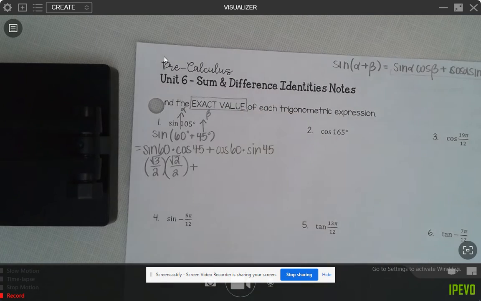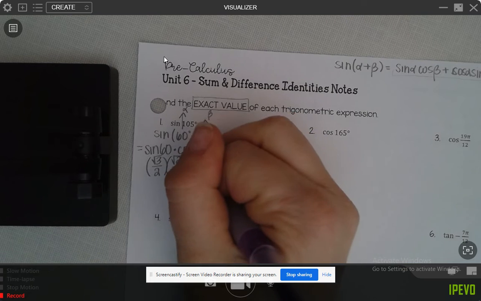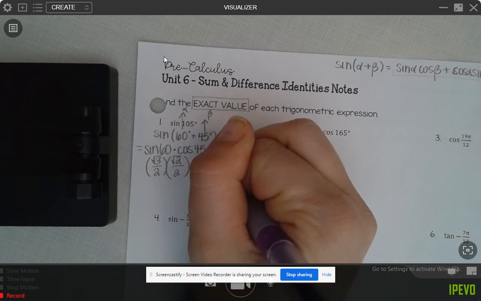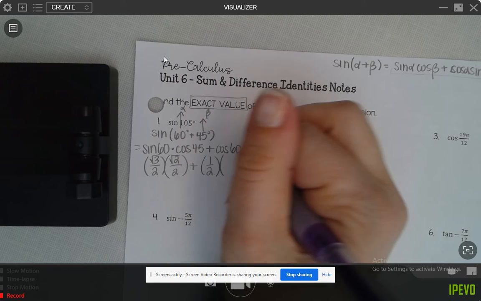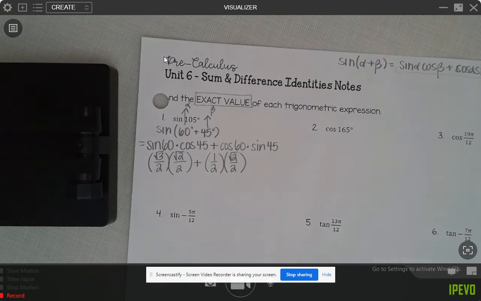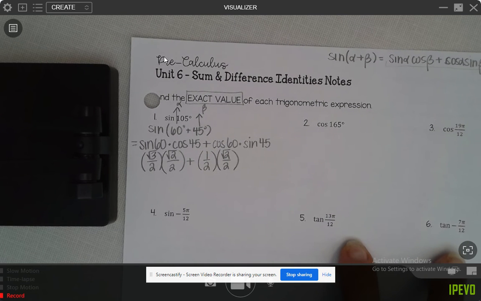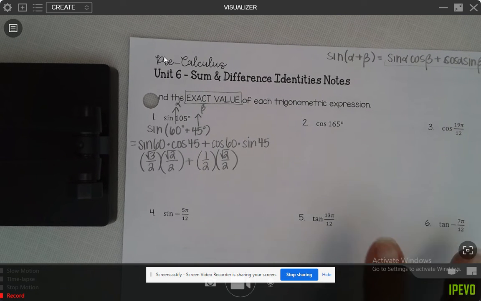Plus the cosine of 60 degrees. Come on, guys. What is it? That's 1/2. Times the sine of 45. Radical 2 over 2. We got to have it that quick. Because if you notice here on 5 and 6, what am I introducing? Tangents. Tangents are not as easy for you guys. Sines and cosines should be fairly easy.